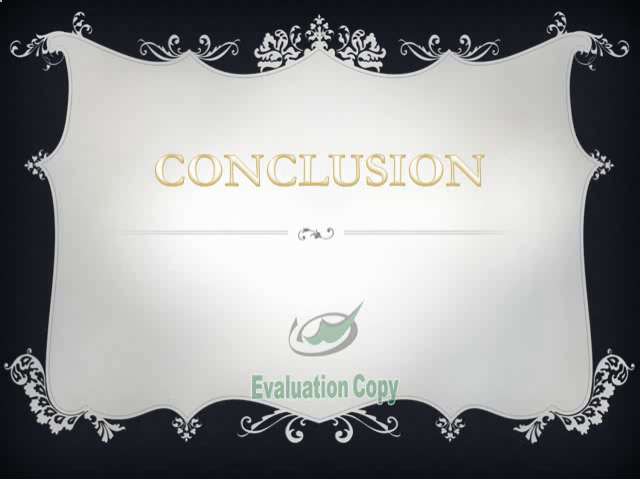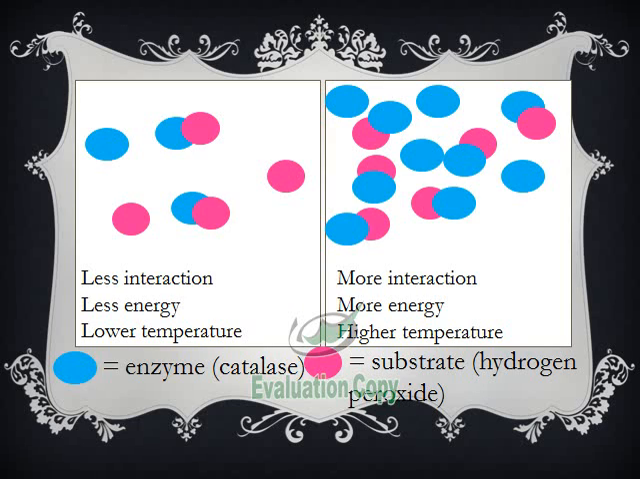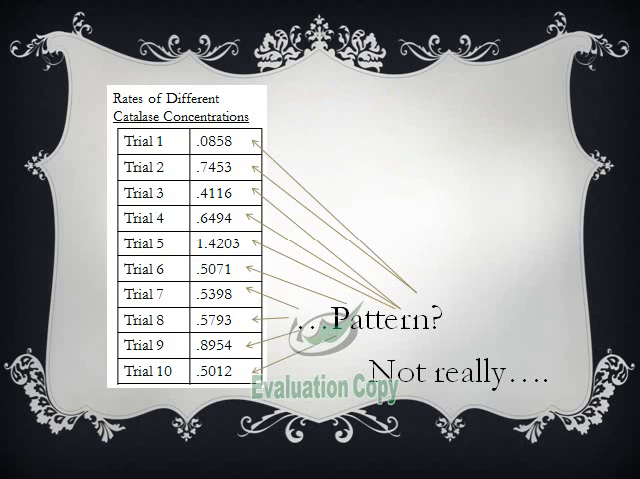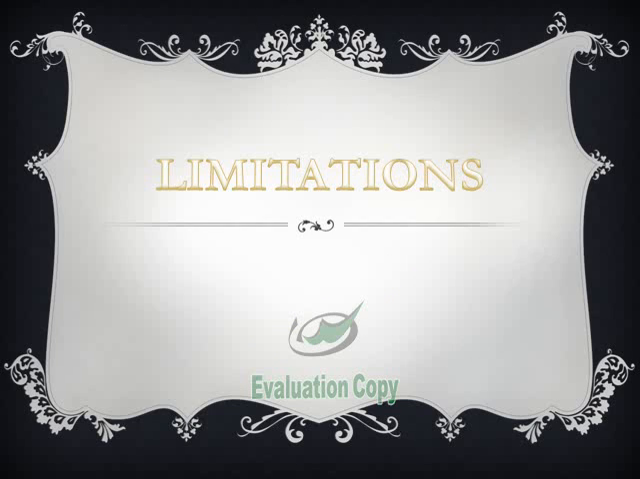In our lab, the change in rate of reaction throughout the trials was shown by the change in temperature. The higher the temperature, the more interaction is happening between the enzyme, in this case catalase, and substrate, in this case hydrogen peroxide. If this knowledge is applied to our results, then our hypothesis is disproven. This is seen in the multitude of rates dispersed throughout the data without any particular trend.